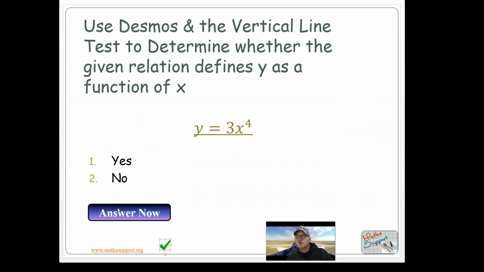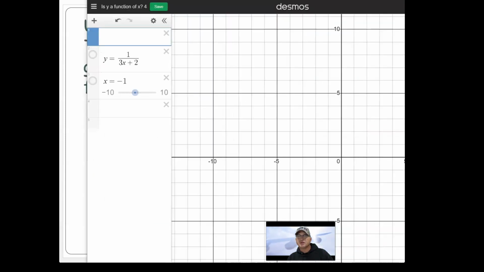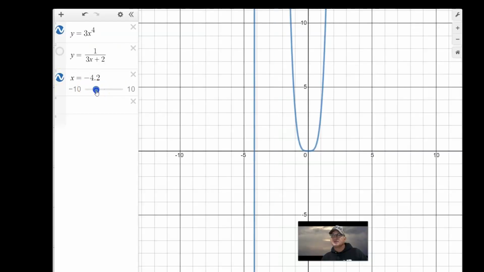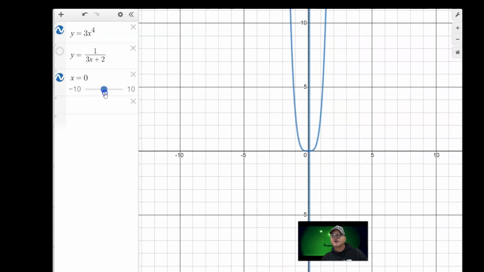All right. To determine whether or not these equations are functions or not, we're going to use Desmos. So in Desmos, you're simply going to type in that equation and then determine if it passes the vertical line test. If I do that, we can see that this easily passes the vertical line test. Therefore, it is a function.